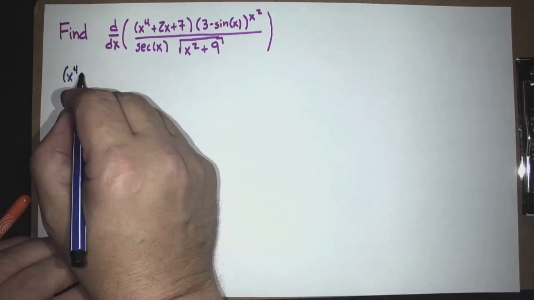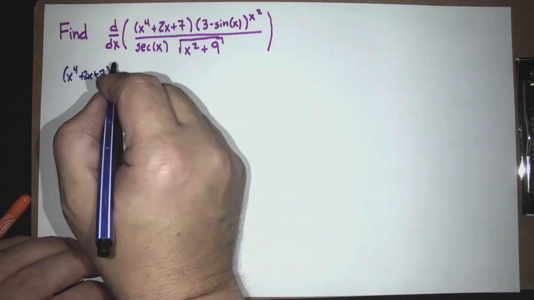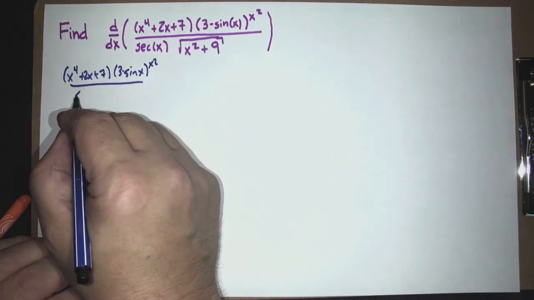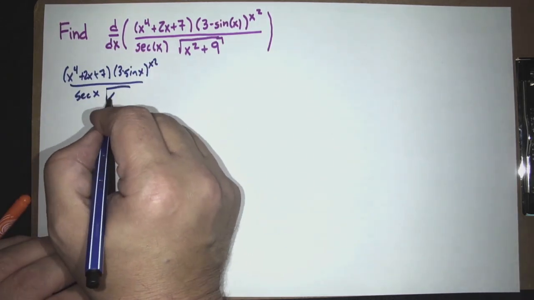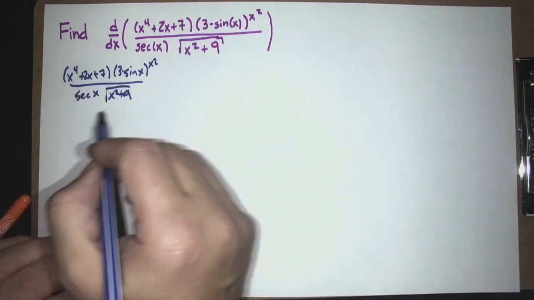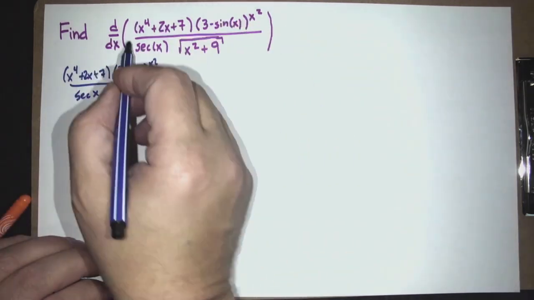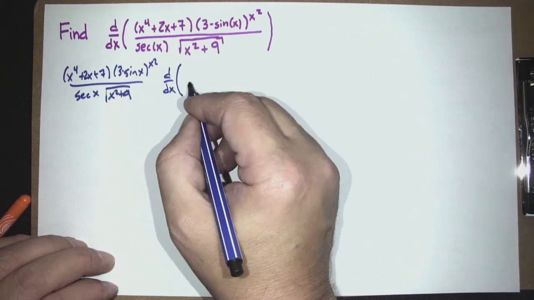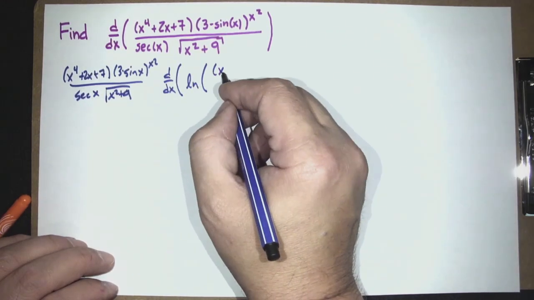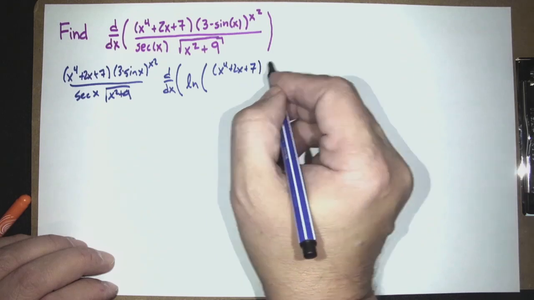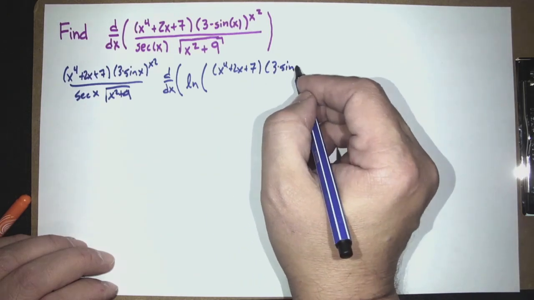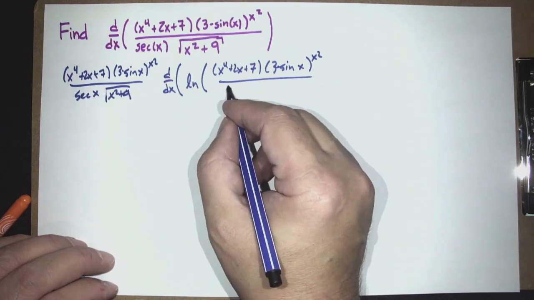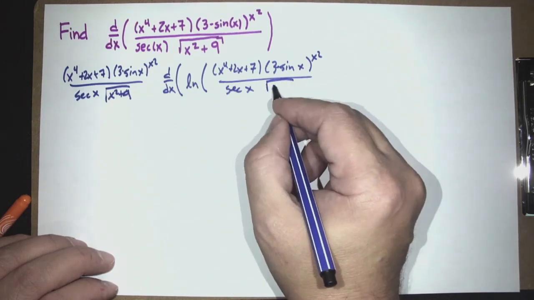So you say, well, look, this is the same as x to the fourth plus 2x plus 7, to the 3 minus sine of x to the x squared, over secant of x times the square root of x squared plus 9. Now, where did this come from? I just copied that. Times the derivative of the natural log of the same thing. Now, at this point, you're like, well, you haven't really made life better, Steve. You just added a lot more writing here. But now comes the better part.